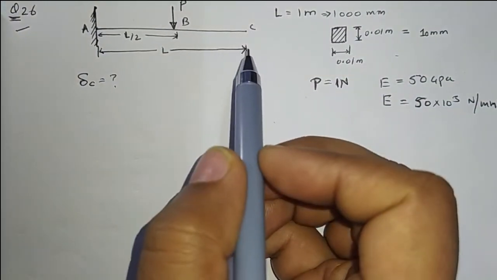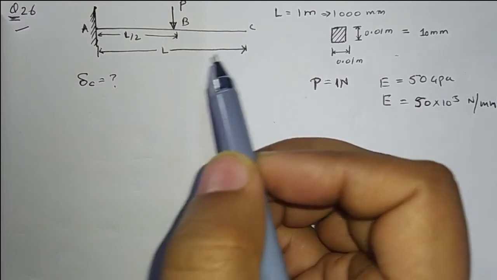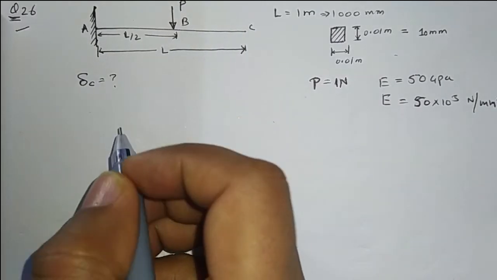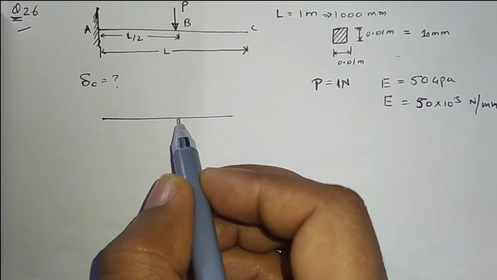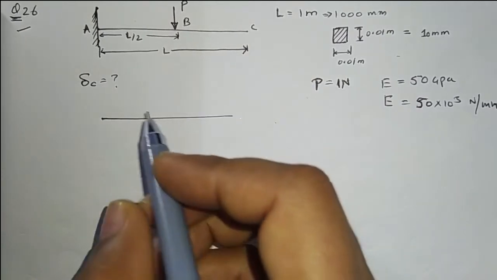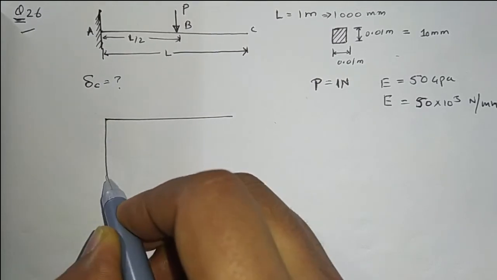To find the deflection at point C, we can use any method. So here I am using the area moment method. We can solve for the bending moment diagram; for the given loading, it will be linear.